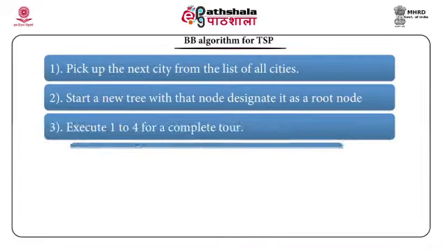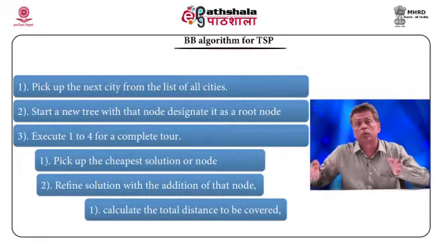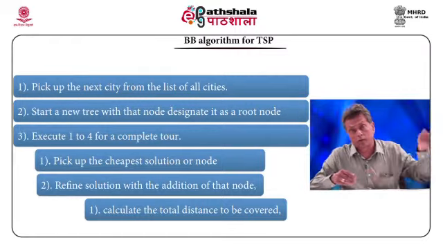But how do you search using branch and bound? Okay, the algorithm is pretty simple. You just pick up the next city from the list of cities. If no city is left, return back with the length. And then check the length. If the length is more, just terminate. Okay, go back to the next city.